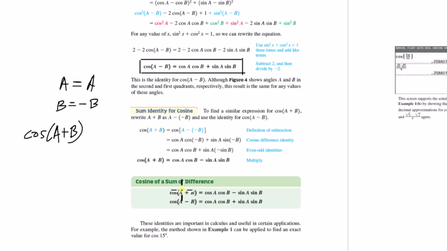All right, and so with that, there is where they officially state the cosine of a sum or difference. Okay, so it says these identities are important in calculus and useful in certain applications. For example, the method shown in example 1 can be applied to find an exact value for cosine of 15 degrees. So yeah, you use the sum and difference identities. You use all of the trig identities for different applications in calculus and just other situations.